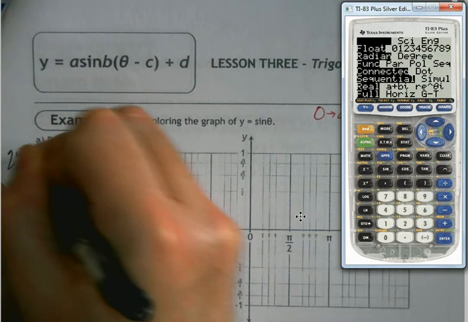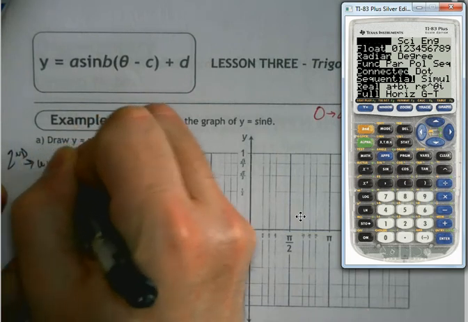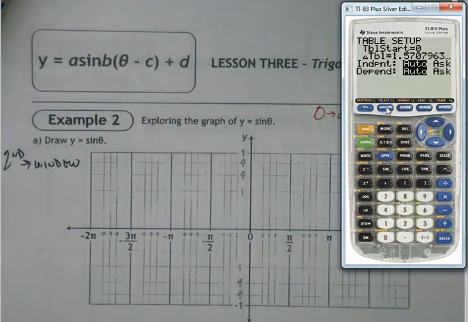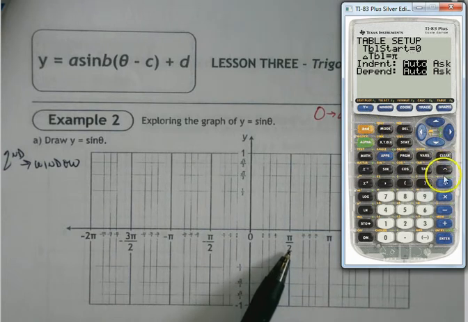So here's how this is going to work. If you hit second and window, that's going to get you to the table set menu. So second and window gets you to here. Now, yours might be in a decimal like this. It might be somewhere else. It should be at table start 0. But then my table, since I want it to be these, I'm going to literally type in second and then my caret button to get pi divided by 2.